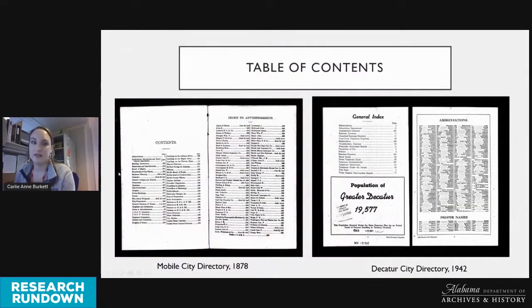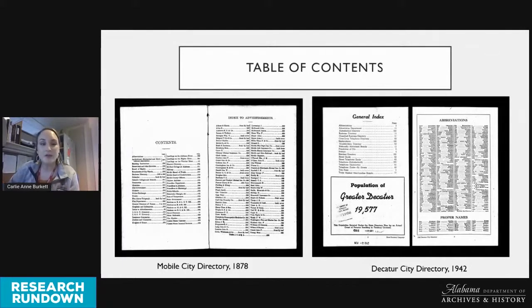So let's talk about the table of contents. Most directories have a similar page to this one. They are often called an index, but they can also be called contents or table of contents. Here you can see two examples. I know they're probably small on your screen, but don't worry about the wording. I really just want you to see that they look very different, but yet they're essentially the same content. Here you can see one from 1878. It's the Mobile directory. They just use the term contents, and they also have an index to advertisements. The next one is from Decatur in 1942, and it uses the term general index.